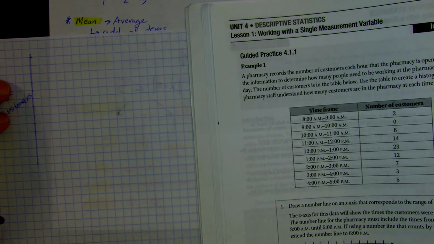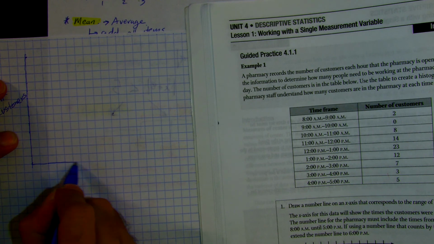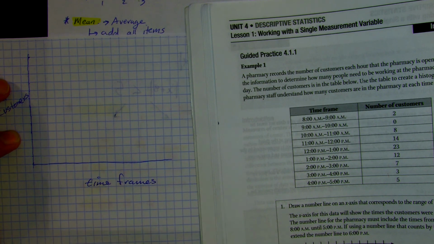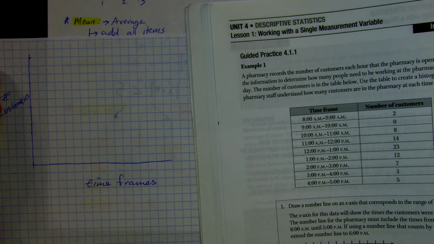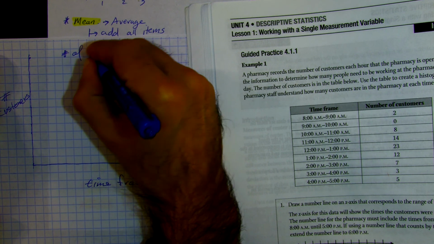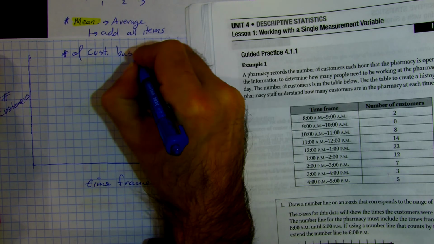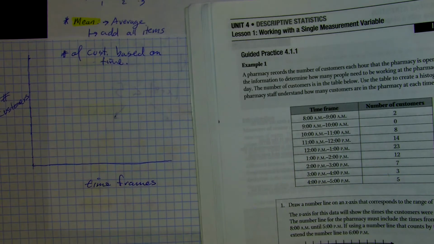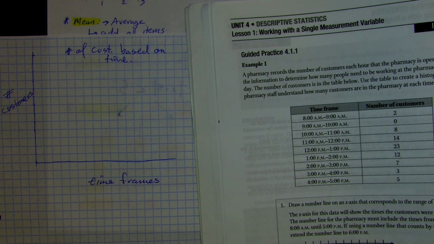Okay. And then I'm going to make some room for my x-axis, because the x-axis is going to be the time frames. And we can even label this, which is custom. We could say number of customers based on time. You see, I've labeled it. So now I'm ready to make my dot plot, and I'll be able to look at this quickly and say, oh, look, that many customers come here. And then there's a little surge in the evening.